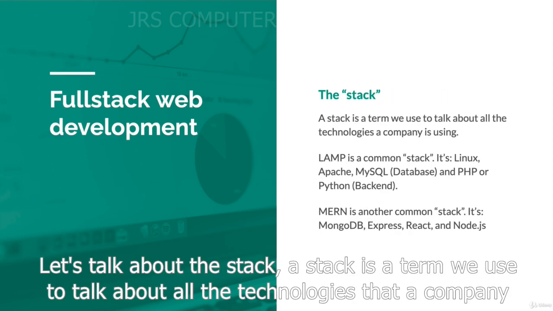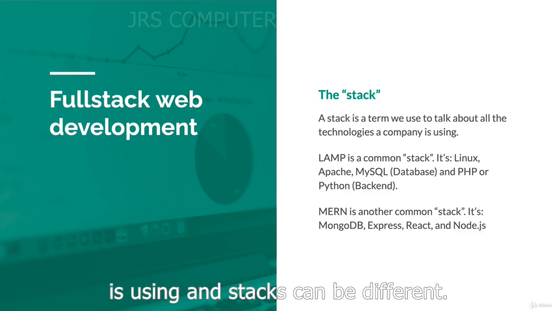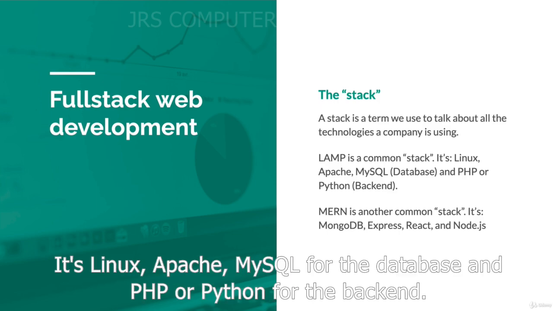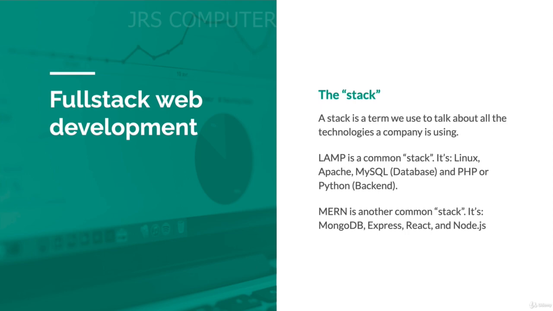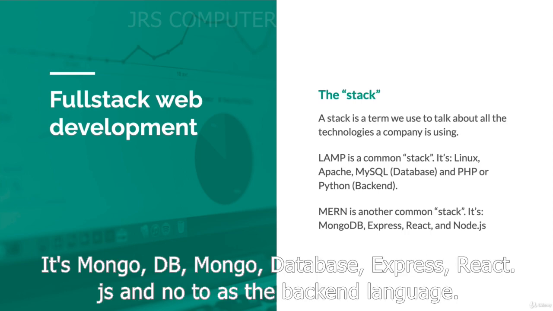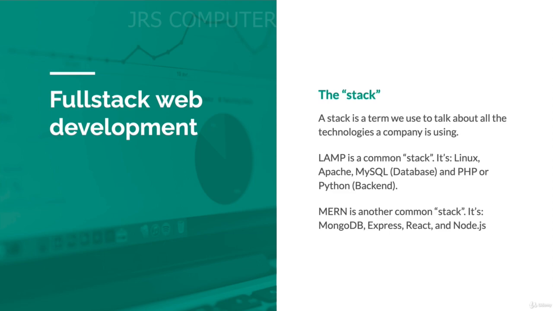Let's talk about the stack. A stack is a term we use to talk about all the technologies that a company is using, and stacks can be different. So two popular stacks are LAMP and MERN. LAMP is a common stack. It's Linux, Apache, MySQL for the database, and PHP or Python for the backend. And MERN is another common one. This one is pretty much all JavaScript. It's MongoDB, the Mongo database, Express, React.js, and Node.js as the backend language.